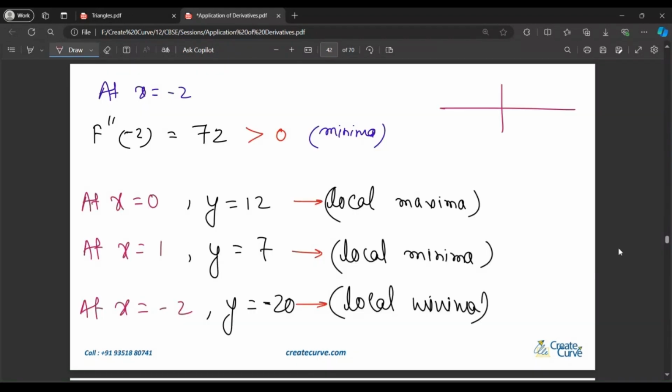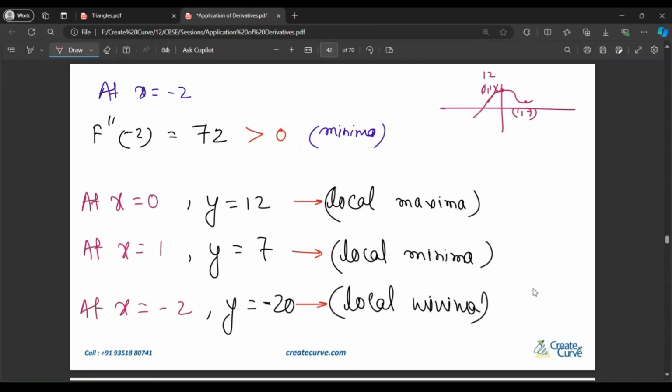Suppose the graph is like this. 0 comma 12 is where? Suppose this is 0 comma 12. This is 12, so 0 comma 12 is like this. The graph is moving back from here. Possible? This is 1 comma 7. Possible, it can be local minima.